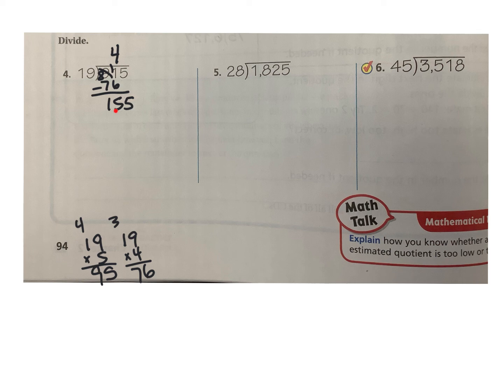16, let's go with 16. 2 times 8 is 16, so let's test out the 8 with 19. 19 times 8. 8 times 9 is 72. 8 times 1 is 8.